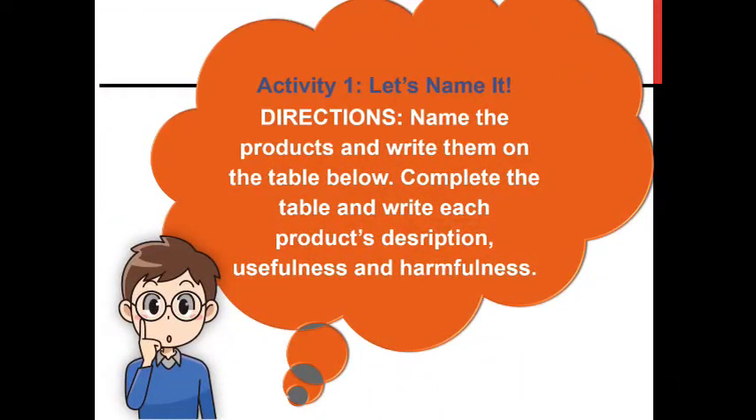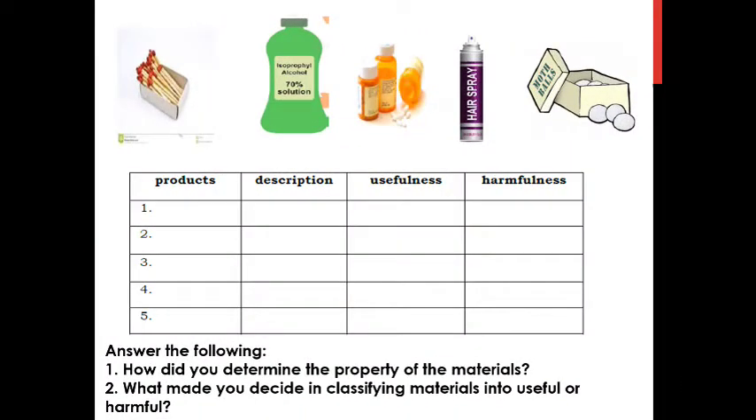Yan. So let's have activity. Let's name it. Direction: name the products and write them on the table. Complete the table and write its products, description, usefulness, and harmfulness. So let us try this one. Okay, so those are the products.